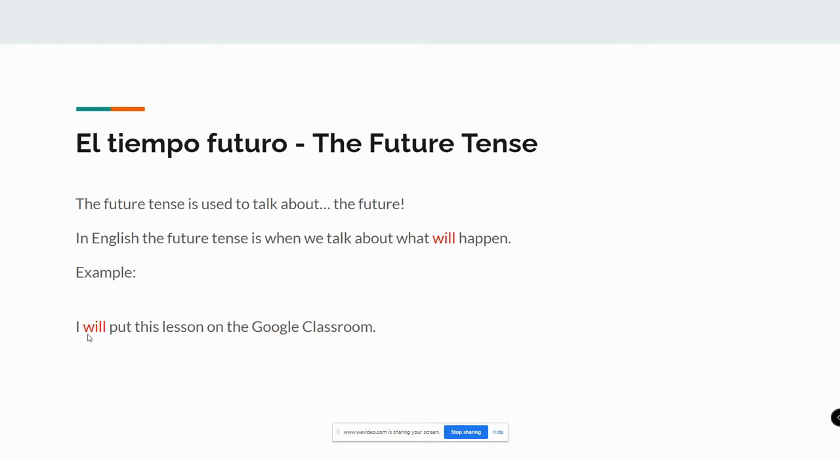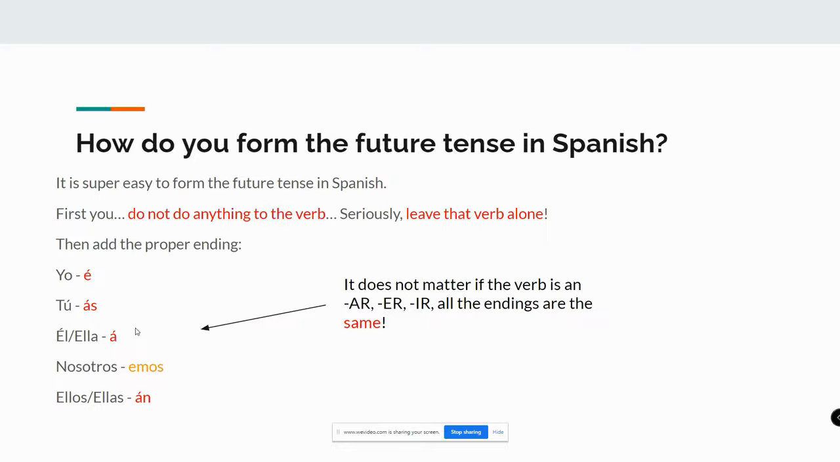In English, to talk about the future, we use the word will in front of our verbs. So I'm going to show you how we do this in Spanish. It's super easy to form the future tense in Spanish. In fact, you're going to be upset with me that I didn't teach you this sooner.